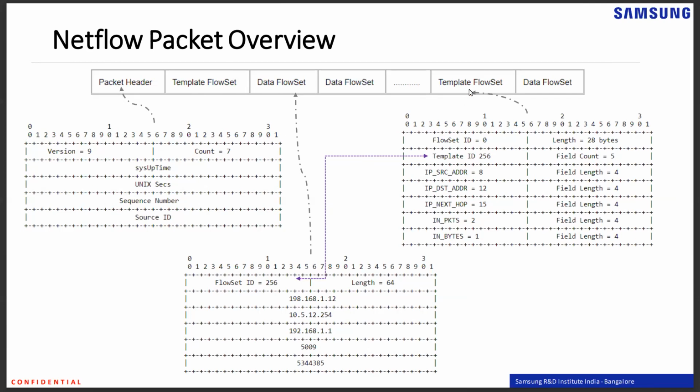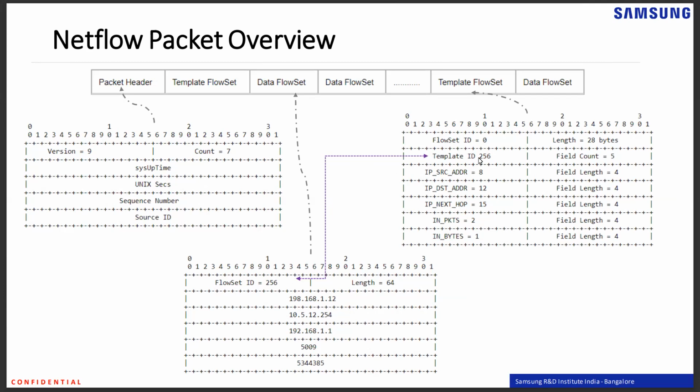The template flow set is a very important component of this export packet. A template is basically a semantic interpretation of the data packet that follows in the Netflow export packet, and it identifies what values we are sending with the data packet.